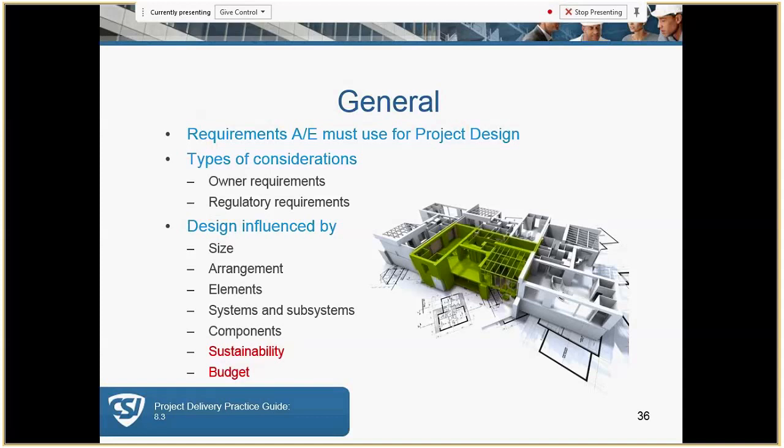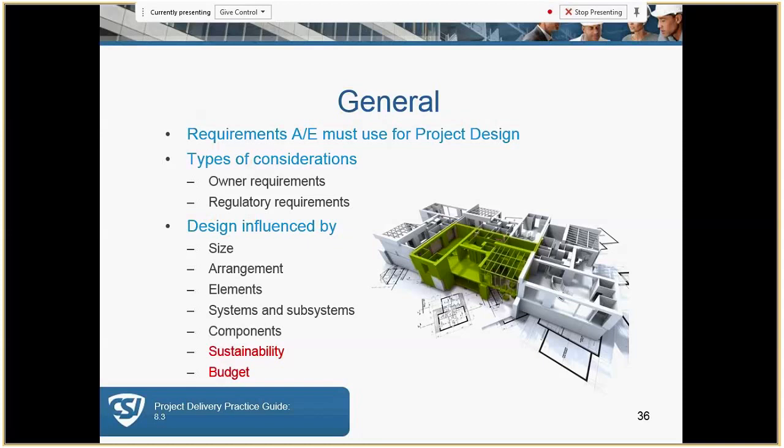So we want to consider the owner requirements, regulations. What will the design be influenced by? Size, arrangement, elements, systems, components. It will be influenced by sustainability and budget. In red here is sustainability and budget. I really see sustainability as part of the process in the sense that it's more about energy conservation and operating and maintenance. I don't see this as an add to a project, but just good decision making throughout.